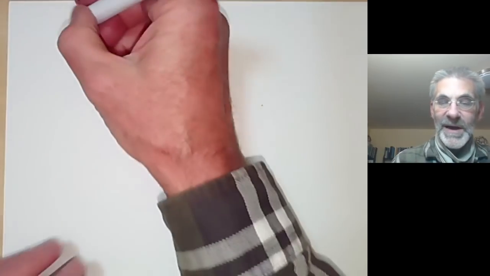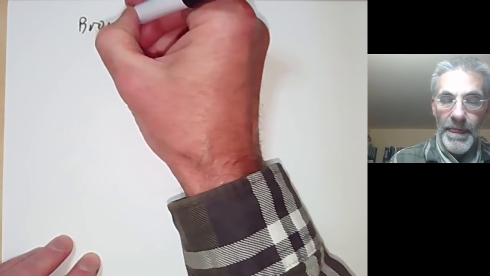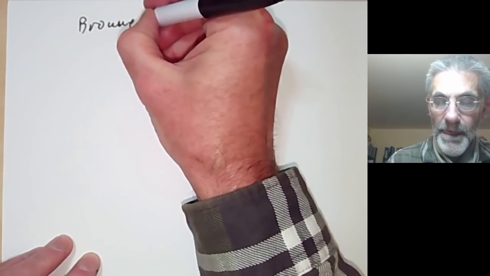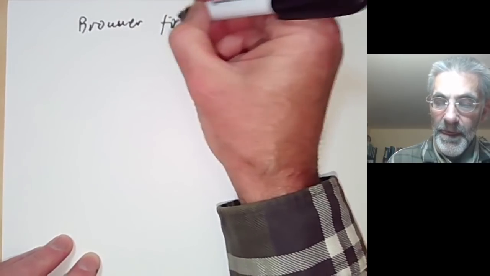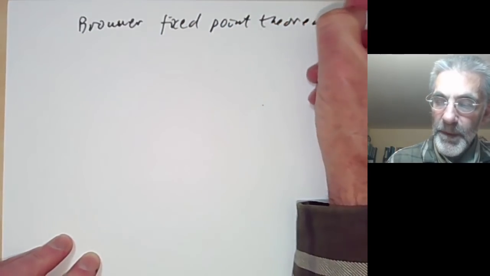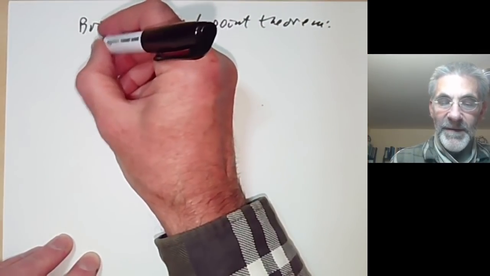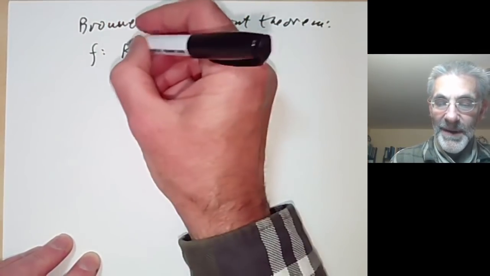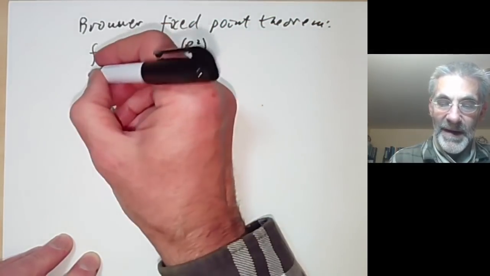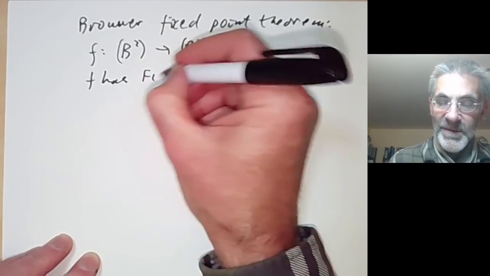As a final application, I'll prove the Brouwer fixed point theorem. I can't remember how to spell Brouwer. So the idea is that if we've got any map f from a two-dimensional disk to a two-dimensional disk, then f has a fixed point.